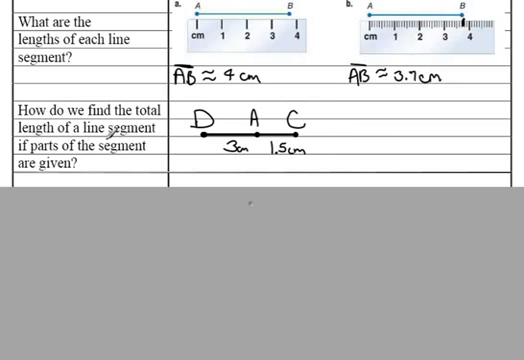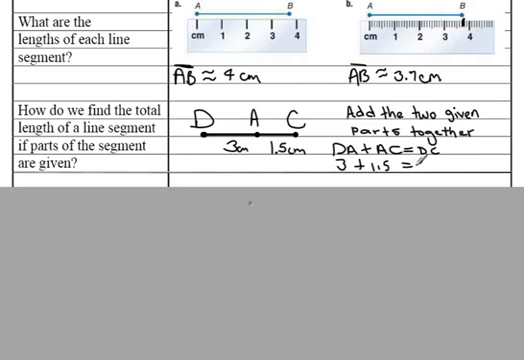Well, in order to find the total length of the line segment, you would add the 2 parts together. So I would add DA to AC, and that would equal the whole line segment DC. So just substitute the values here. 3 plus 1.5 equals DC. So DC is going to equal 4.5 centimeters.